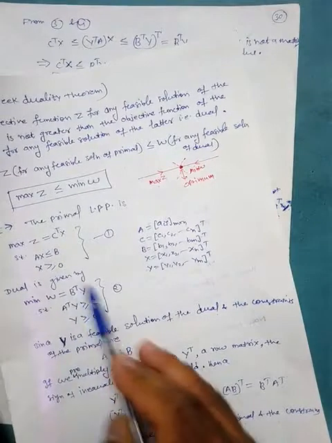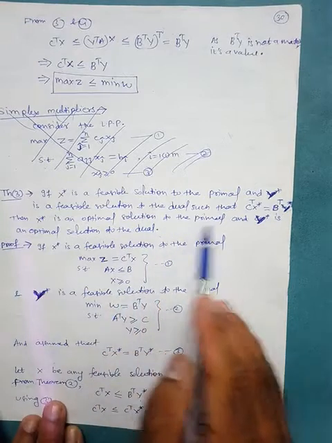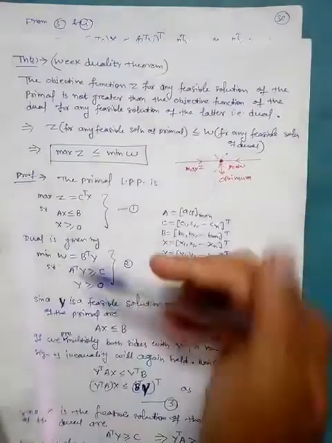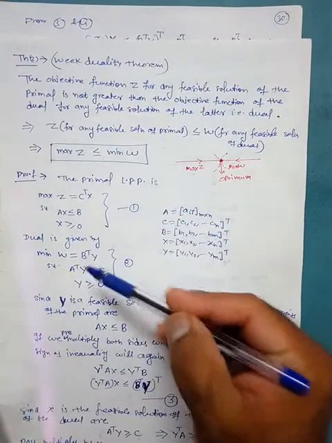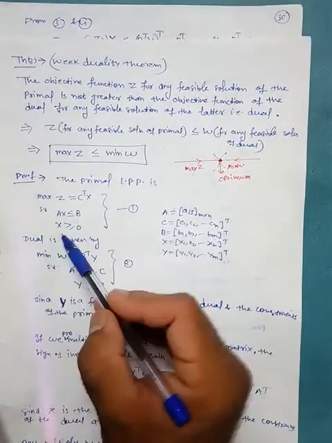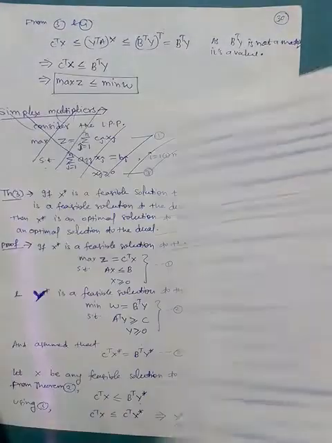दिस इज इक्वल टू दिस, then x star is an optimal solution to the primal and y star is the optimum solution of the dual. जहां ये दोनों वैल्यू सेम हो जाए, ये और ये, इसका मतलब जो x होगा वो ऑप्टिमम सॉल्यूशन ऑफ प्राइमल होगा और जो y होगा वो ऑप्टिमम सॉल्यूशन ऑफ डुअल होगा. दिस इज द मीनिंग. फाइन.